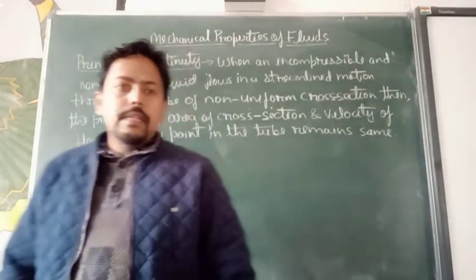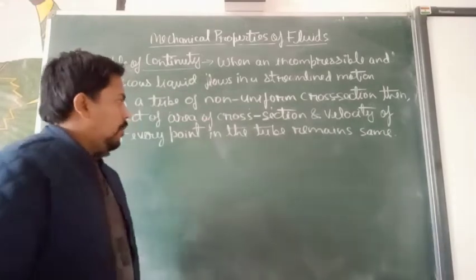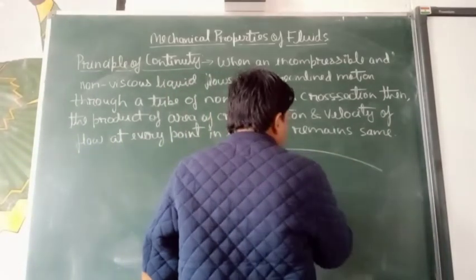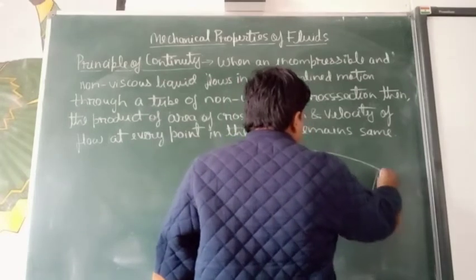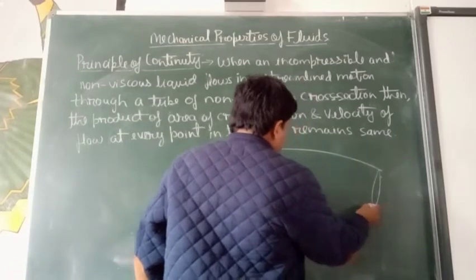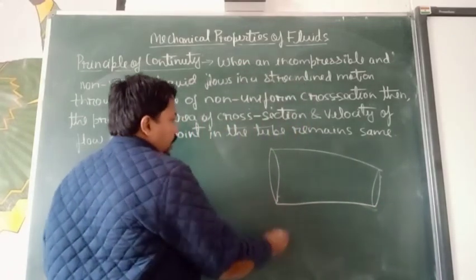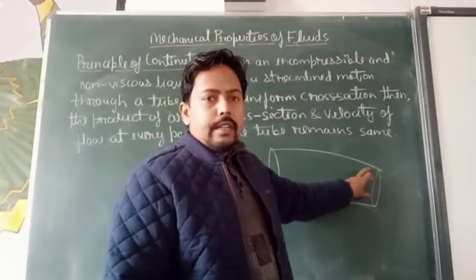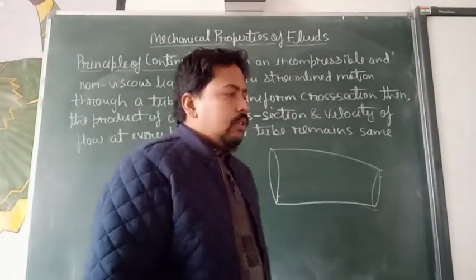So I want to picturize the principle of continuity here, and you can see that the area of cross-section of the tube varies. Here the area of cross-section is big, and at the other end you can see that the area of cross-section becomes small.